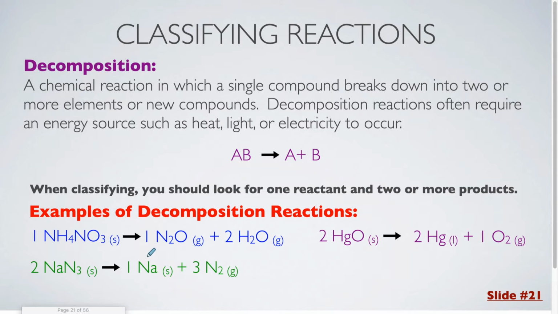For our examples of decomposition reactions, here I have a single compound breaking down into two smaller compounds. In these next two examples, we have a single compound breaking down into individual elements. So compounds breaking down into individual elements.